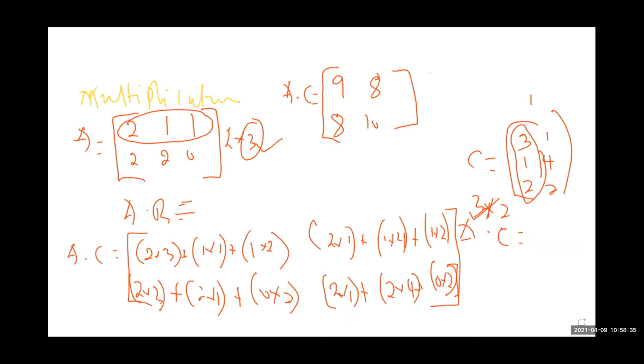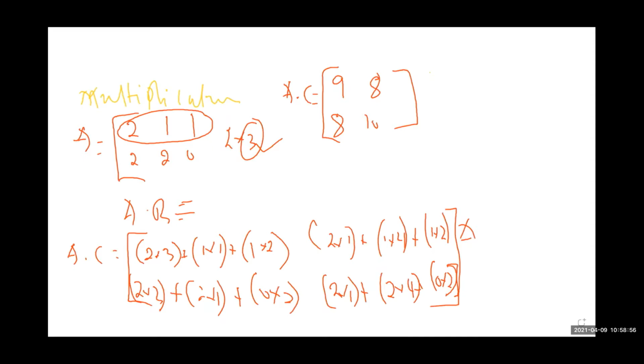What did you get? Then we can do another operation called transpose. Transpose of a matrix: all we are saying is that we want to change rows into columns. So if I have matrix A, using this same example, and I want to find the transpose of A, I'll write it as A^T. It's just to change all rows into columns. So this will be 2 1 1, and this will be 2 2 0. It is just a transpose.